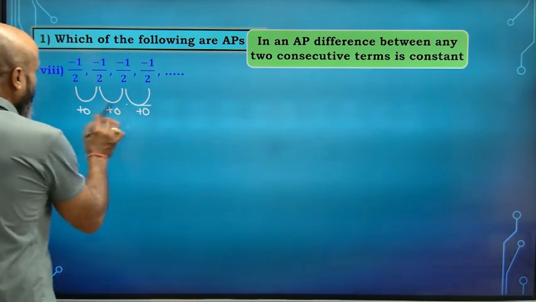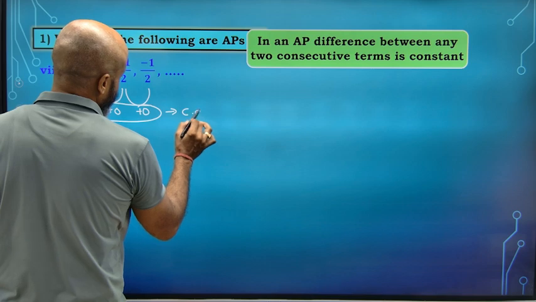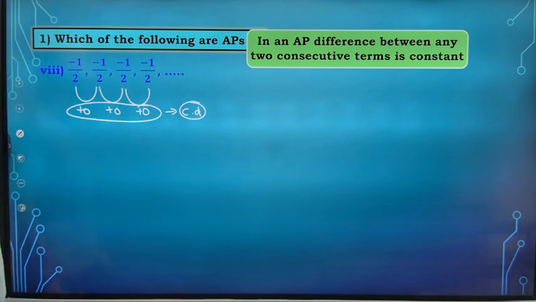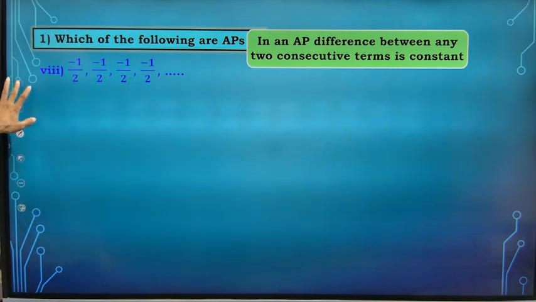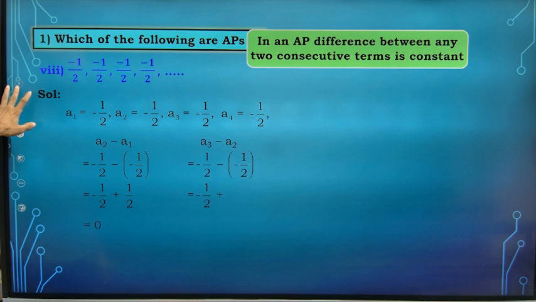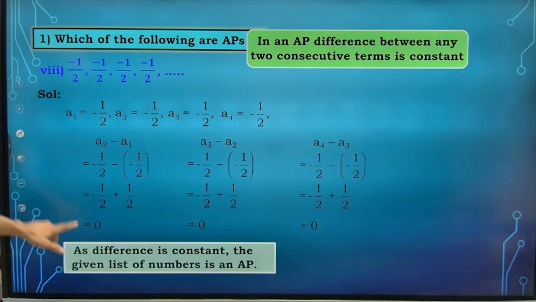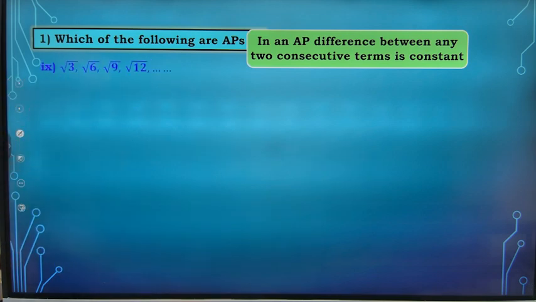So, do we have a common difference here? The answer is yes. And what is the common difference value? 0. The common difference value here is 0. So, this will be the common difference. So, this will be 0, 0, 0. So, as the difference is constant, the given list of numbers is an AP. Let's look at this.